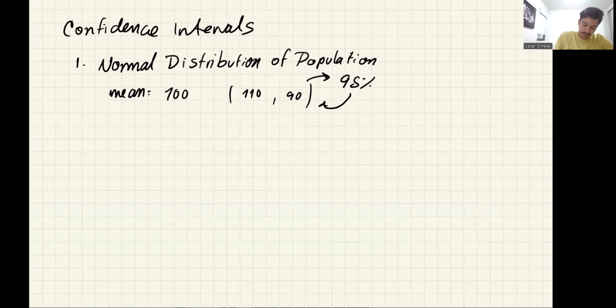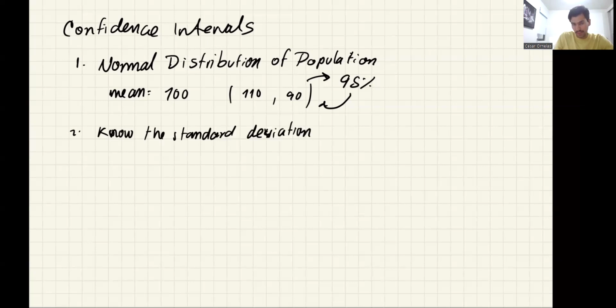So as I said, the first we're going to need a normal distribution population, and the second point is going to be to know the standard deviation of the population, obviously.